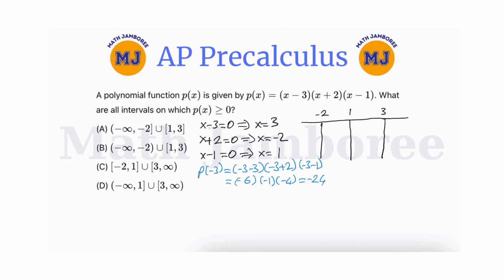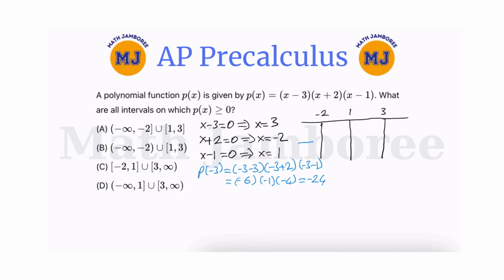By the way, you don't have to calculate it. If you see the signs, you can just multiply the signs. All we're looking for is the negative, not the value of 24. So between negative infinity and negative 2, the value of this function is less than 0. It's negative. What about for the values between negative 2 and 1?